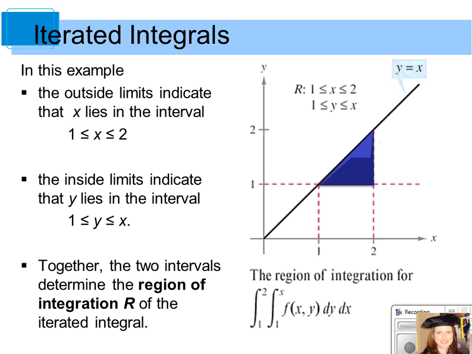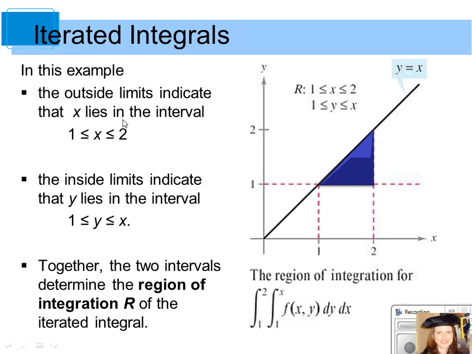In this example, the outside limits indicate that x lies in the interval from 1 to 2, and that the inside limits indicate that y lies in the interval from 1 to x. So this over here on the bottom right part of the screen is the iterated integral. The outside bounds are from 1 to 2. The inside bounds are from 1 to x of f of xy dy dx. You look at the outside differential, which is dx. So that means our bounds for x, the outside bounds, are from x equals 1 to x equals 2.